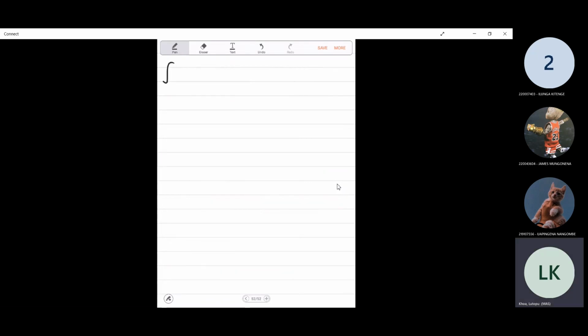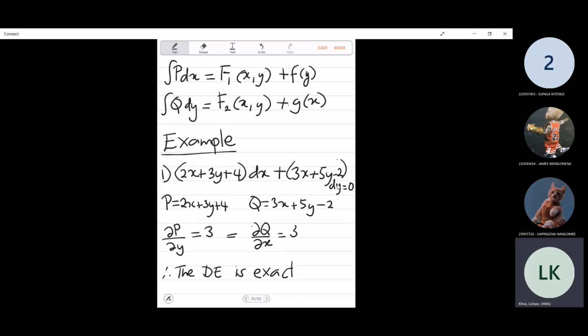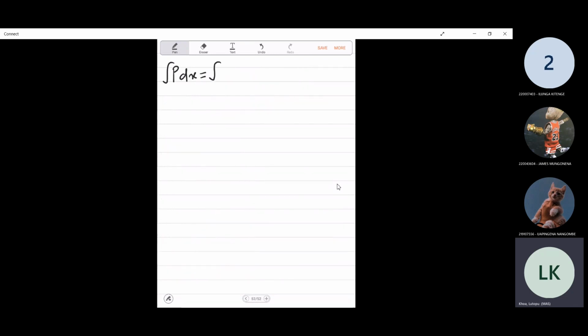So I have the integral of p dx. What is my p? This is 2x plus 3y plus 4. We integrate with respect to x. So this is equal to 2x squared divided by 2, and then I have 3xy plus 4x.